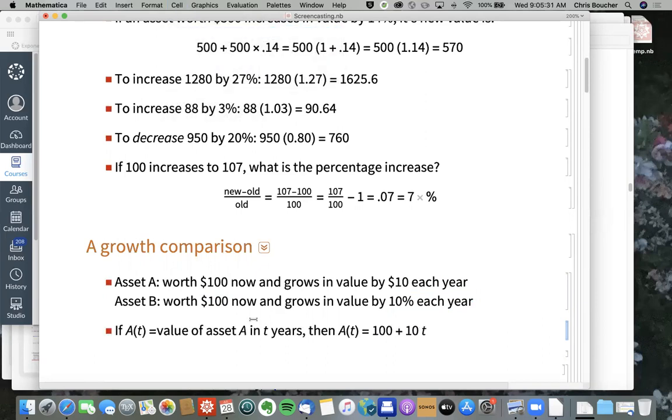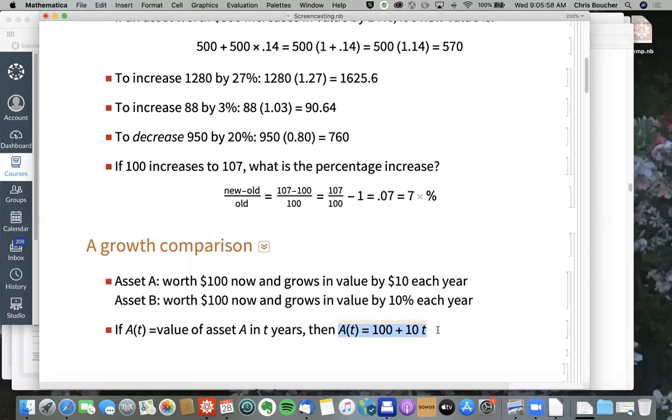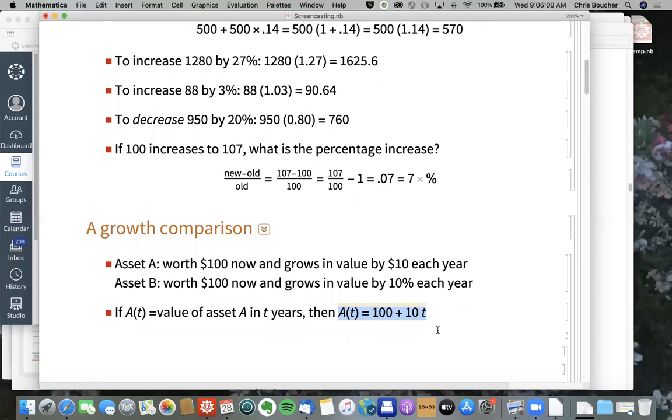And if I let t measure the number of years, and let A of t be the value of the asset in t years, right? So in our function here, the input t is the number of years that go by, and the output is the value of asset A. And here's the simple formula, right? I just take 100 and add 10 times the number of years that go by. So after 9 years, it's grown by $90, right? 9 times 10. And so 100 plus 10 times 9 gives me 190 for the value of asset A.